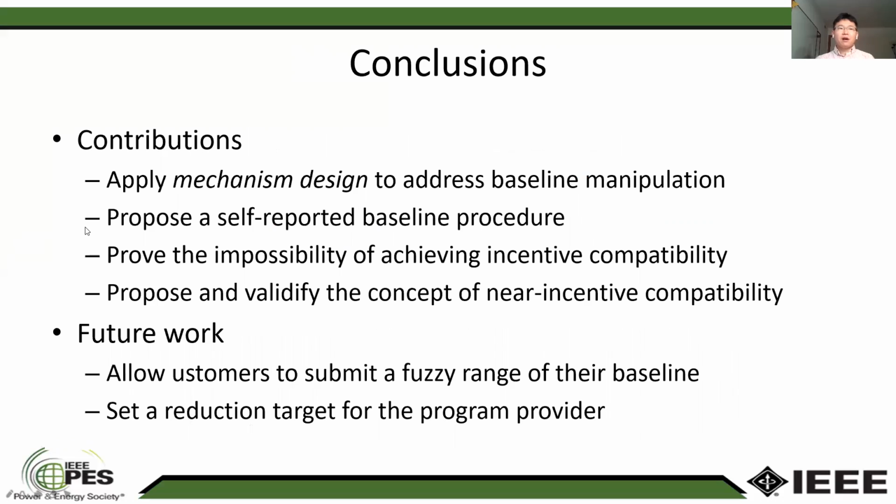We summarize our contributions here. First, we apply mechanism design to address baseline manipulation. Second, we propose a self-reported baseline procedure, which is convenient and also compatible with the current DR structure. Then we prove the impossibility of achieving incentive compatibility, but we also bring up the concept of near incentive compatibility to make this program implementable.